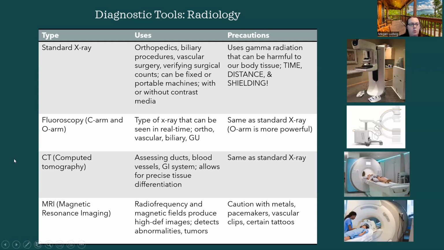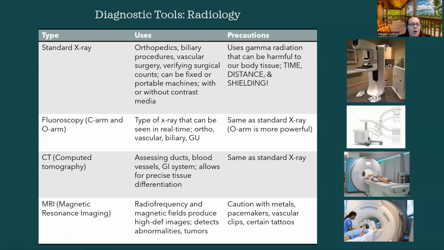So CT scans, or CT stands for computed tomography. It's really good for seeing things like vascular bleeds as they're happening. Like if you have a trauma patient come in and they suspect that there's bleeding on the brain, it'll allow you to see that very quickly. So it's good for assessing ducts and blood vessels. GI system is your gastrointestinal system. So seeing all the internal organs, really precise tissue differentiation.